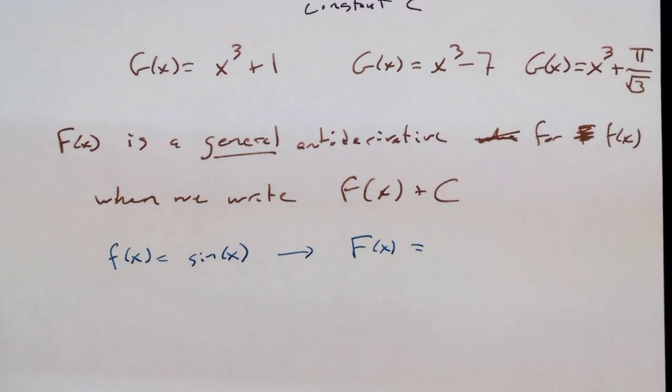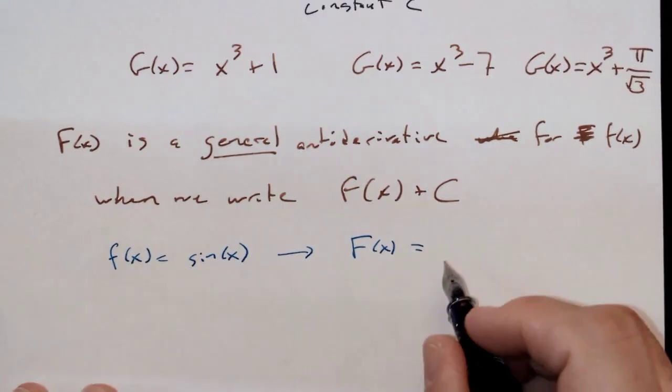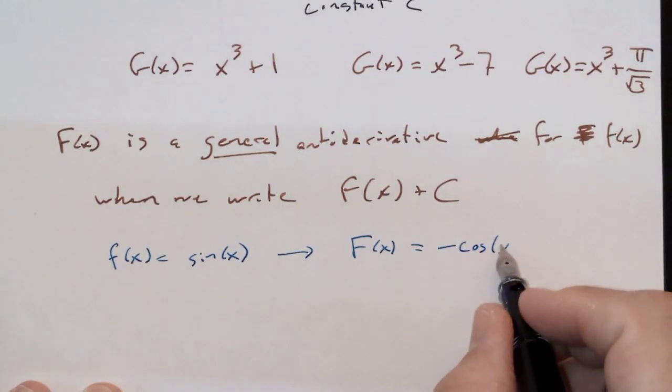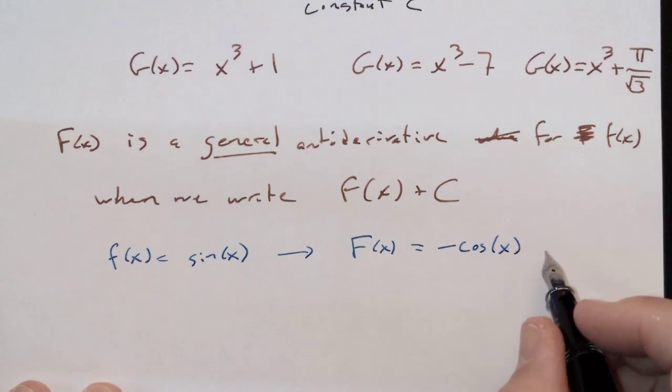So the general antiderivative for sine of x. What's something whose derivative is sine x? On my formula sheet, it says the derivative of cosine is minus sine. But under the minus here, so I have to have the minus here. But wait, there's more.